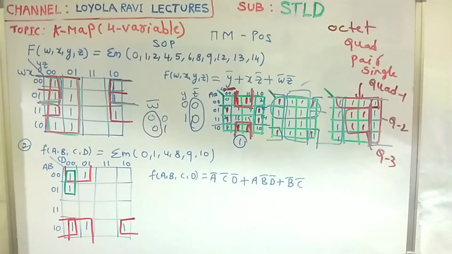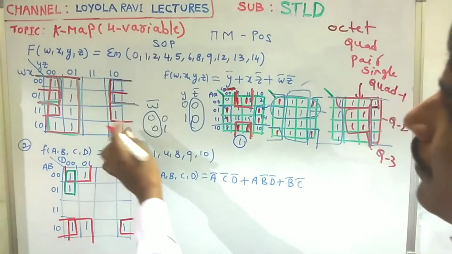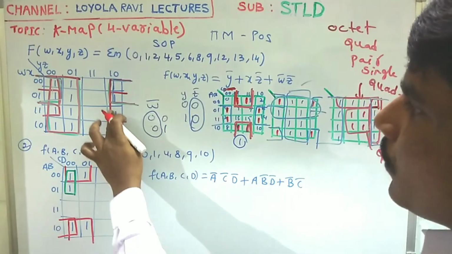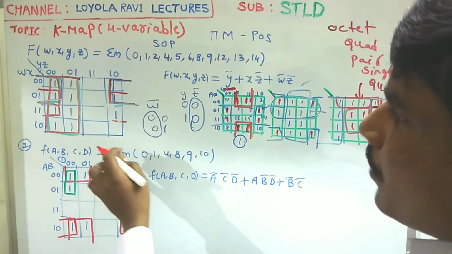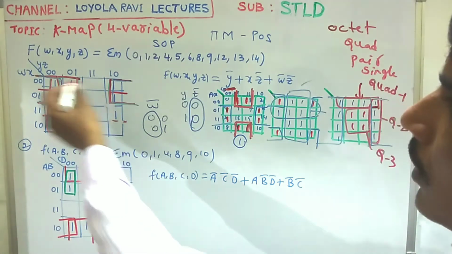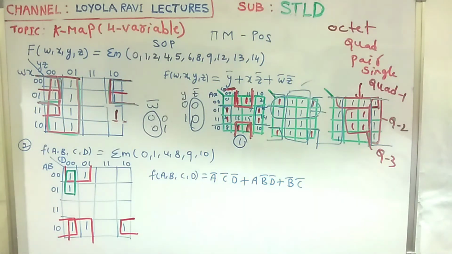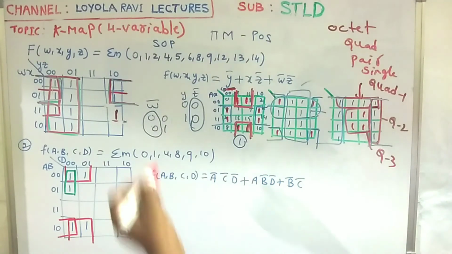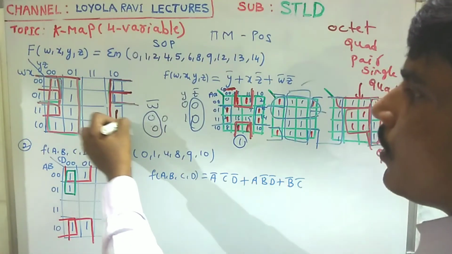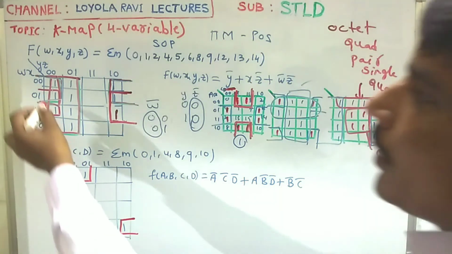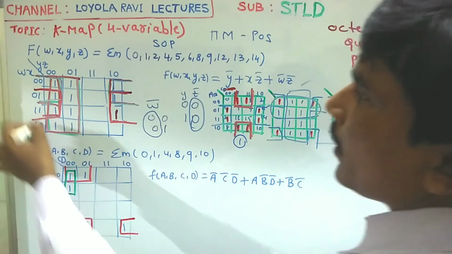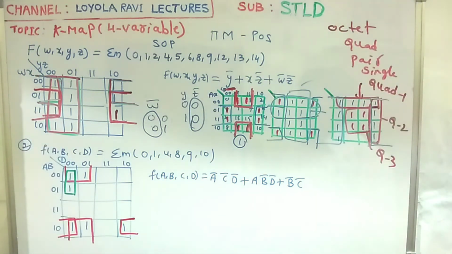Okay, then go for this one, the only one left. If you observe, all 10 ones are covered, only this one is left. By covering this, is there any formation of octet? We have to check. There is no possibility of octet. Then go for a quad again. Okay, see here, this is one pair, and let us take this as another pair. Then there is a formation of another quad.